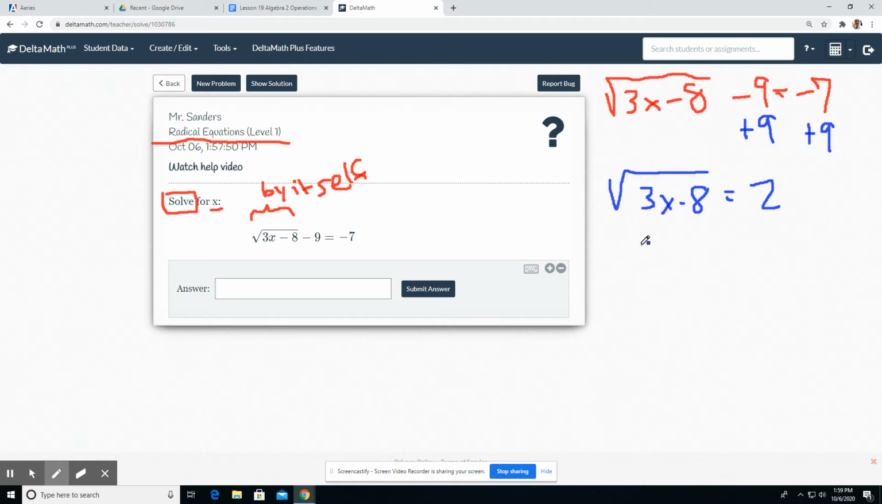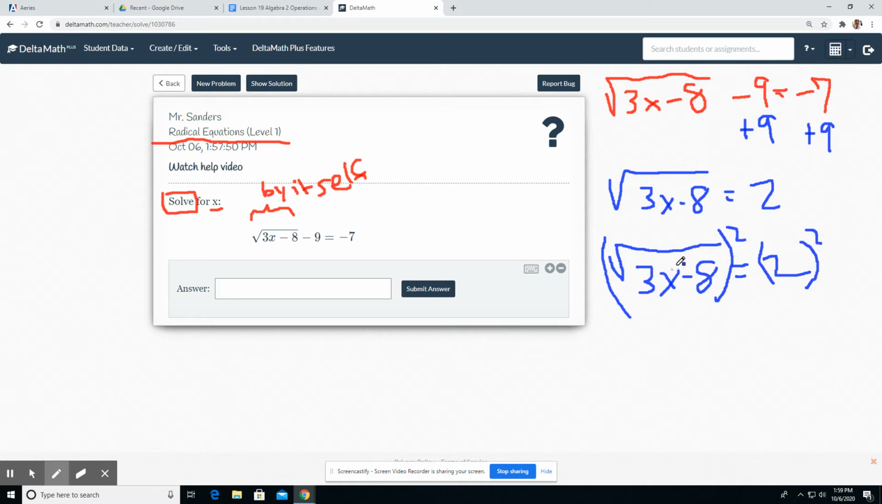Now, to undo a square root, we have to do the opposite. So we're trying to get rid of that grouping symbol, the square root sign. Sometimes they call it a radical. So the opposite of square root is square. What you do to one side, you have to do to the other. So the square root and the square are opposites. They undo themselves. And we're left with 3x minus 8. And 2 squared is 4.